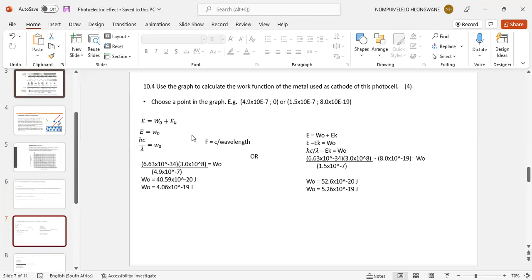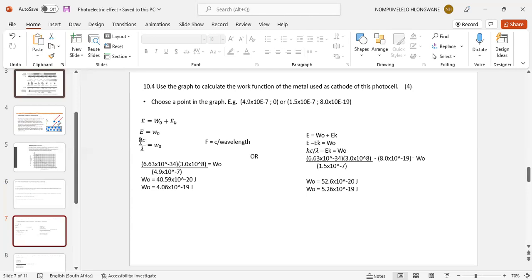So if you decide to use the point that has 0 kinetic energy, you can manipulate the equation into saying that the energy of light is equal to the work function. So we do substitutions.